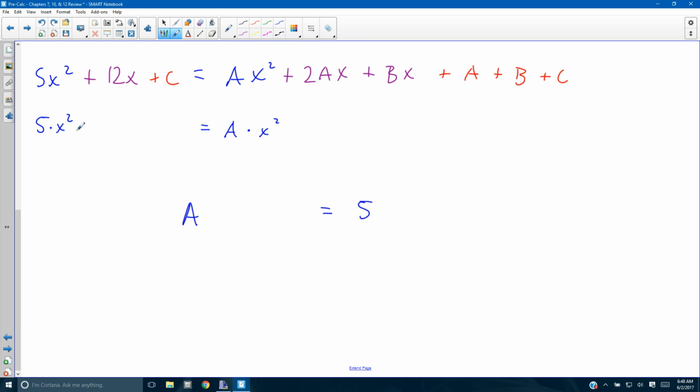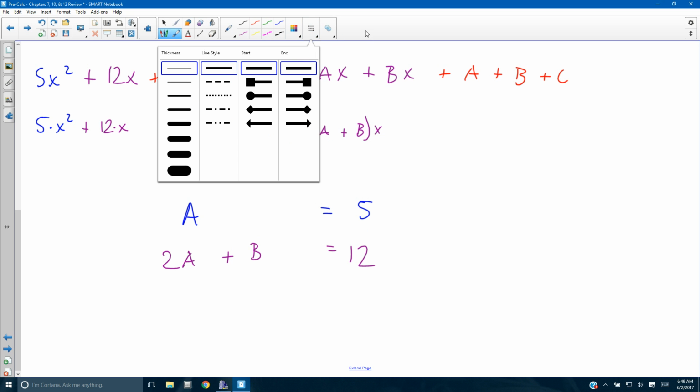But the linear factorization here, 12x, see this common factor of x here? X is multiplying with 2a and b. That must mean that as 12 multiplies with x and 2a plus b multiplies with x, then 2a plus b must be the same thing that 12 is. 2a plus b must be equal to 12.